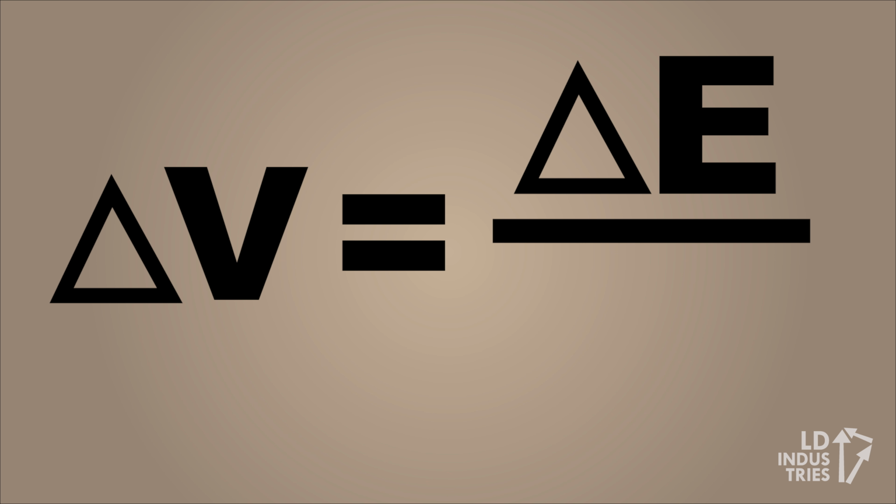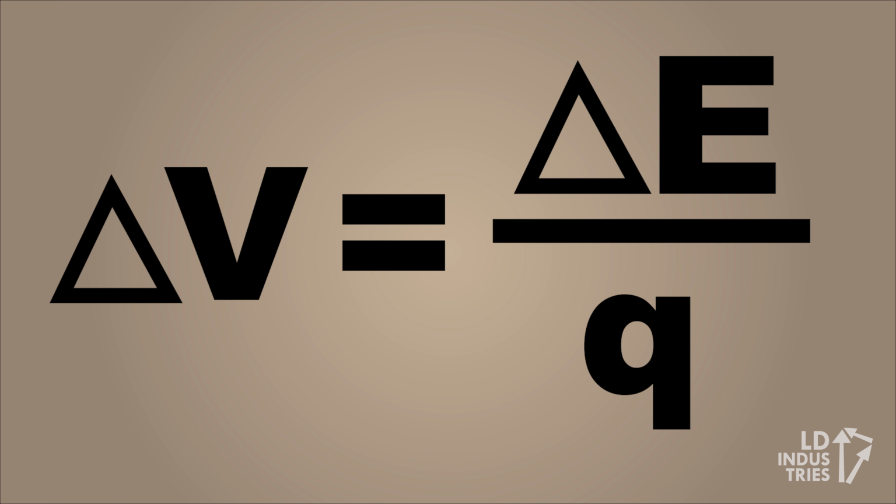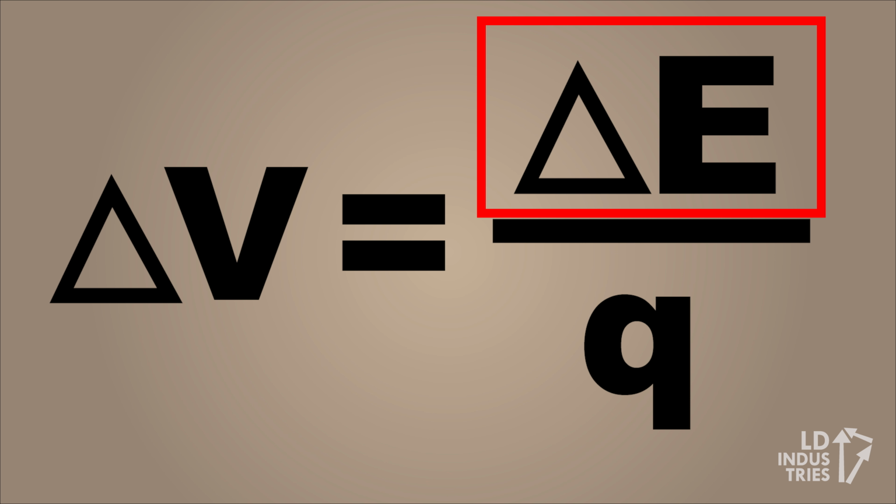Well, it has something to do with energy, so let's start there. Here's our definition from class. Electric potential difference, or voltage, is equal to the change in energy divided by charge. Okay, so we can see there's a change in energy in this formula. That's part of where the idea of a difference is coming from in the name.